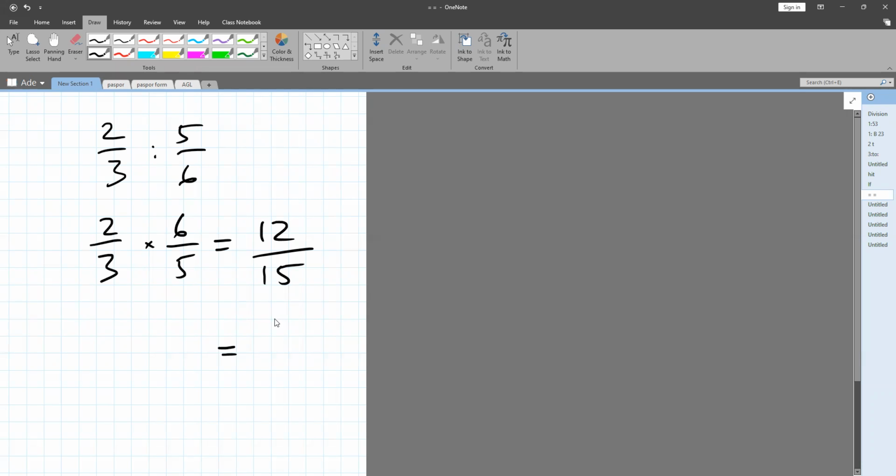So 12 divided by 3 is 4. That's our numerator. And then 15 divided by 3 is 5. That's our denominator, 4 on 5. Can we simplify it further? No. Just like this, 4 on 5. So that's always fine if you divide, let's say, a fraction by a fraction, and then you get another fraction.